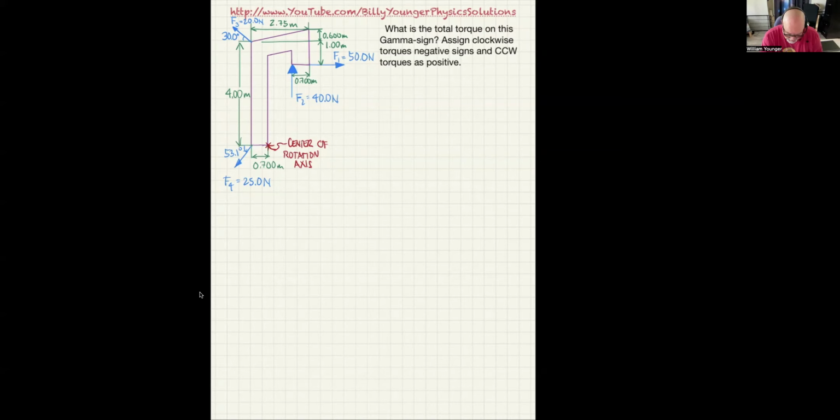I don't know why there's a hyphen there, but anyways, assign clockwise torques negative signs and counterclockwise torques positive. That gives us a way to get a final answer without having to specify directions, and also to show that some of the torques are counteracting or fighting the other torques. So hopefully that'll make sense to you as we move along. Let's go ahead and get started. The solution is going to involve some equations for torque.